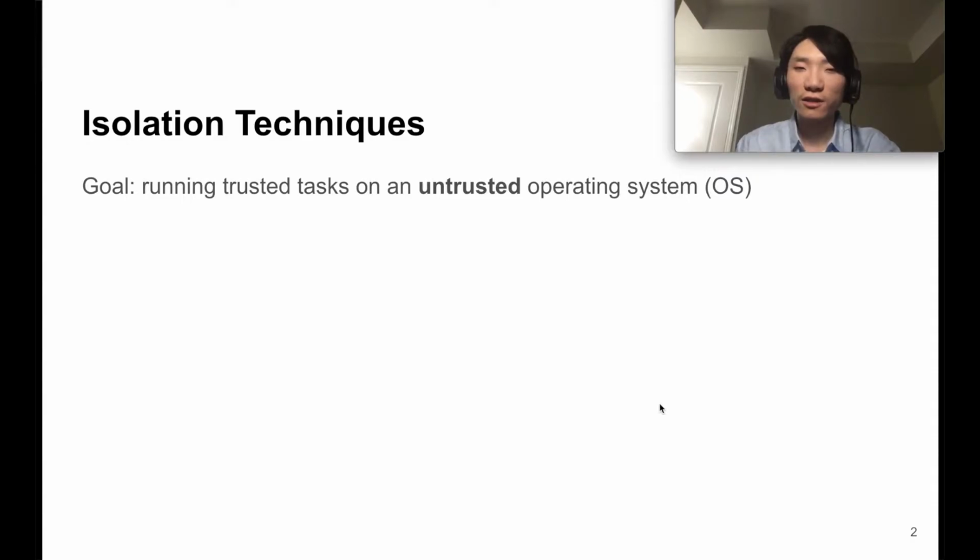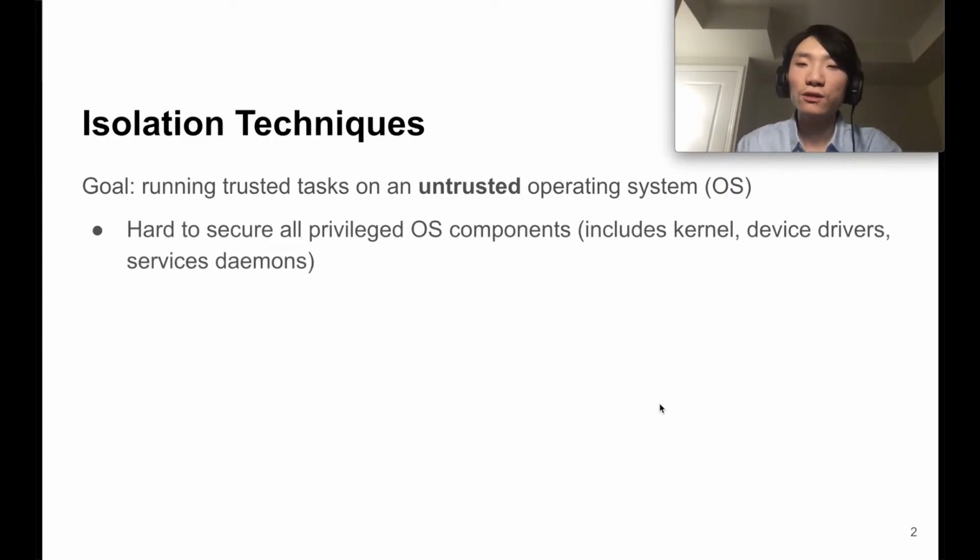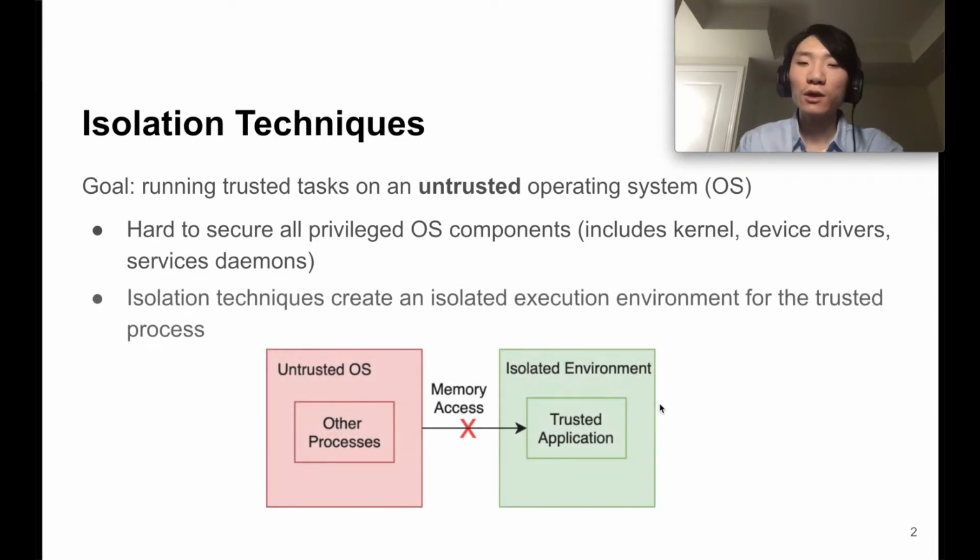Recently, isolation techniques are designed to run secure sensitive tasks on an untrusted operating system, because trusting the OS means trusting not only the kernel, but also device drivers and service daemons that run as root in the system. It is unnecessary to secure all those privileged components when the user's goal is only to make sure a trusted process can run securely. So, by running an application inside an isolated environment, the OS no longer has access to the application's memory. However, the original syscall mechanism used by the applications to access OS services also won't work in this scenario.